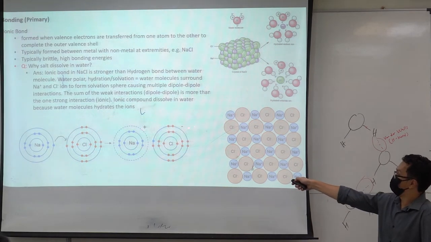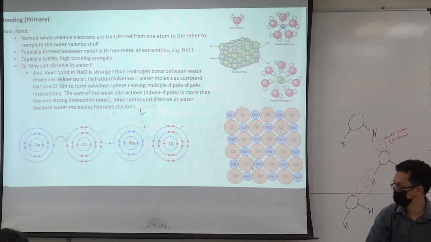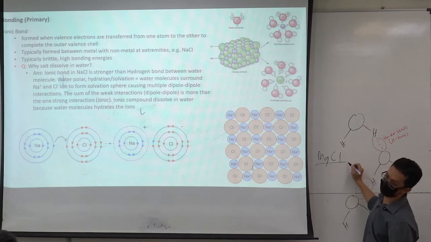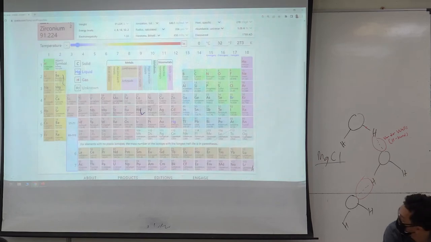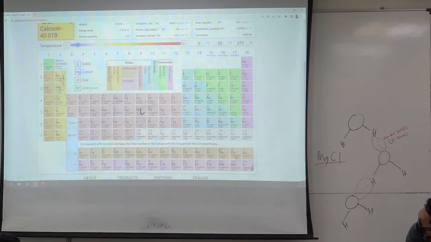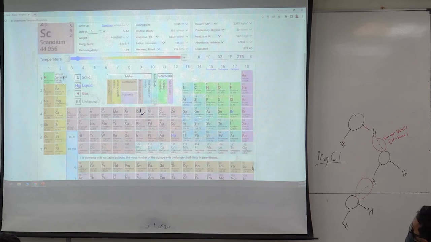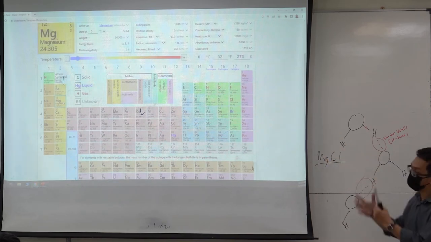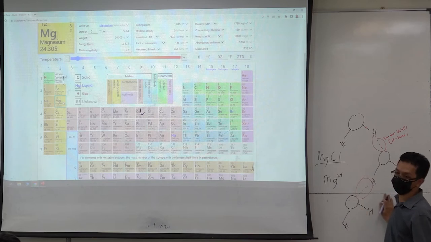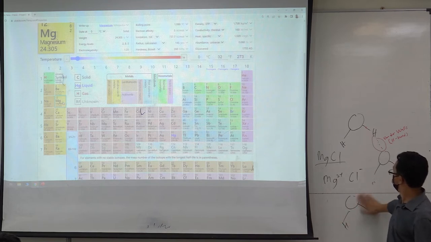Okay, the most important thing is the charge. Let's say you have magnesium. If you have magnesium, the charge is different. If you have magnesium chloride, you need to understand that magnesium is in column number 2, meaning it has 2 valence electrons. So when magnesium dissociates in water, you get magnesium 2 plus and chlorine negative like that. Magnesium 2 plus, because why?